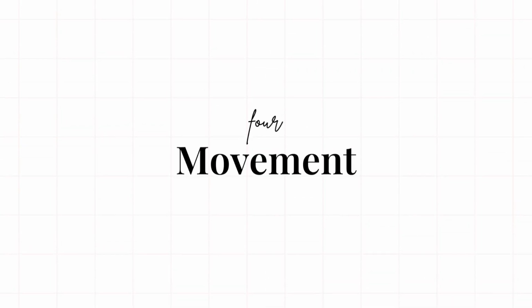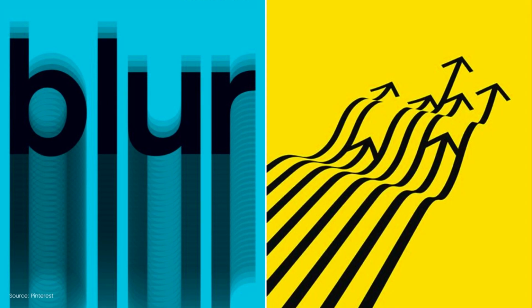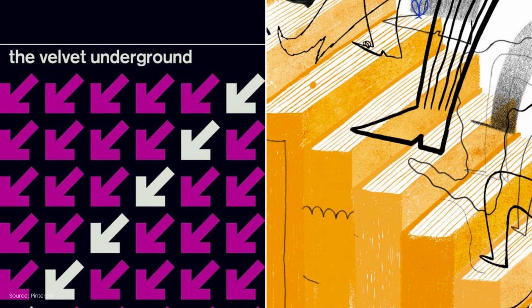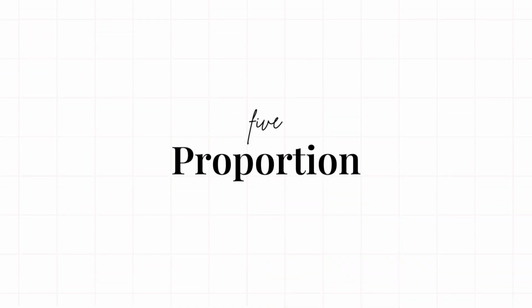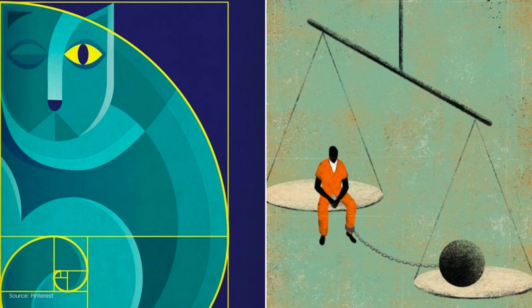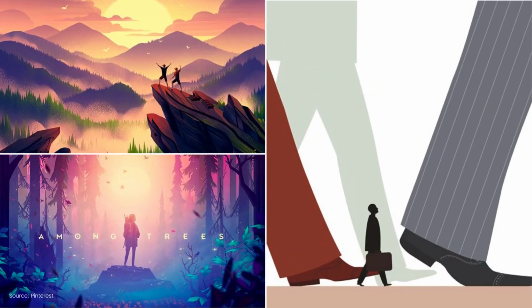Next up, we have movement. This principle brings a sense of motion and energy to your composition, and it guides the viewer's eyes through the design, creating a dynamic visual experience. Proportion is about the relationship between different elements in your composition. It ensures that everything feels balanced and appropriately scaled. It's what gives your design a sense of harmony and realism.